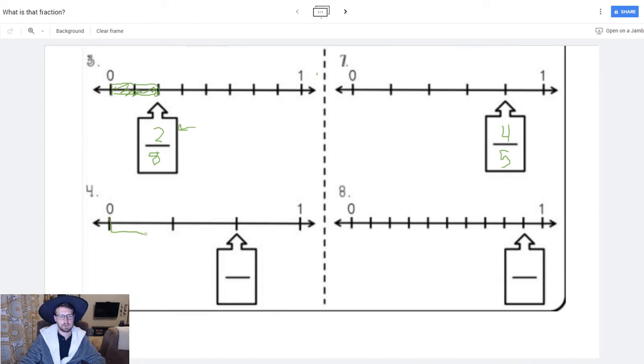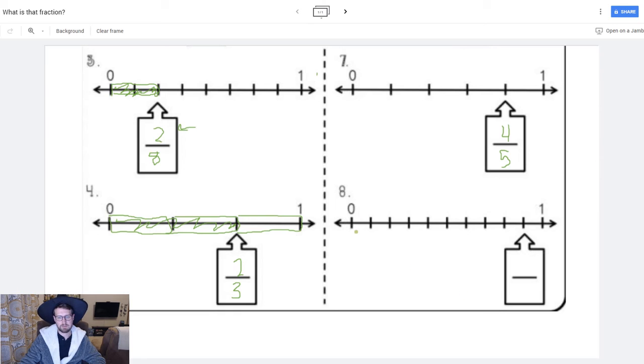Down here, 1 piece, 2 pieces, 3 pieces, and I have gone all the way up to 2 pieces, 1, 2 pieces out of 3 pieces for the answer 2/3.